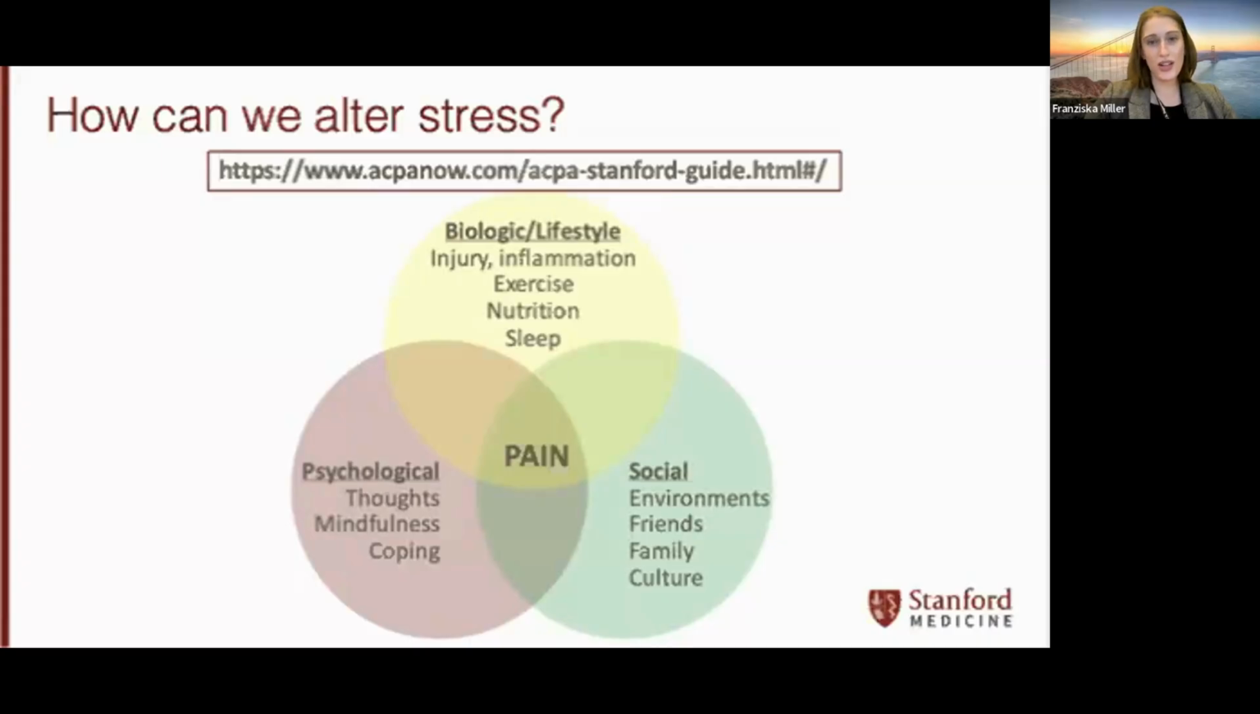So how can we alter stress and turn the volume at least a little bit back down on that pain? There are 3 different components I want to talk about. These include lifestyle, psychological or focusing on the mind, and then social supports. The link at the top there will lead you to the Stanford guide and talk a lot about the strategies I will be talking to you about tonight. So don't worry if you miss something during this talk. You can always refer to this link later on. And the lecture will also be recorded for review later on.